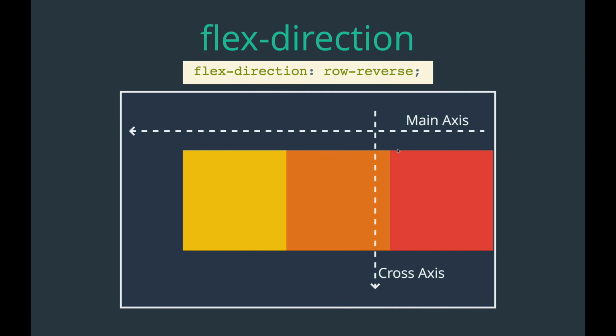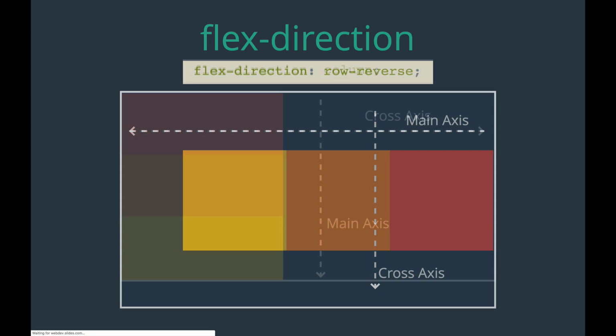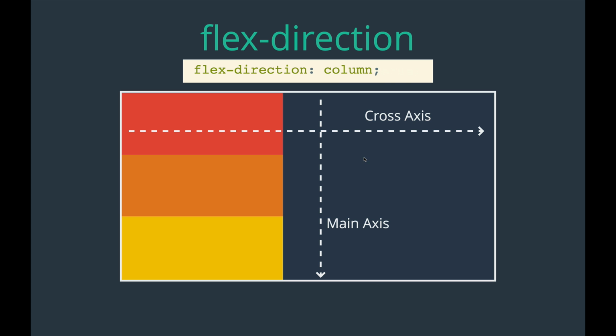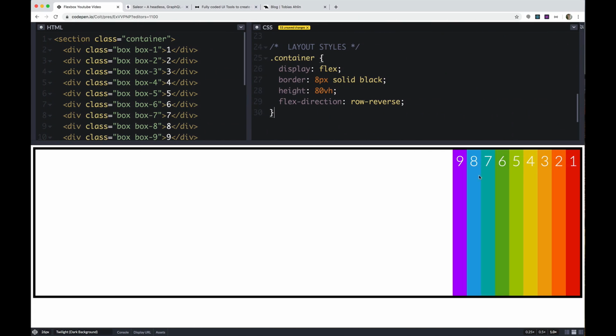But the cross axis, which is this perpendicular line, is still going from top to bottom. This will be important when we talk about wrapping. If we have content that doesn't fit, how does it wrap? So we also can change everything into a column. We can very easily say, actually, this is not a row anymore. I want this to be a column layout.